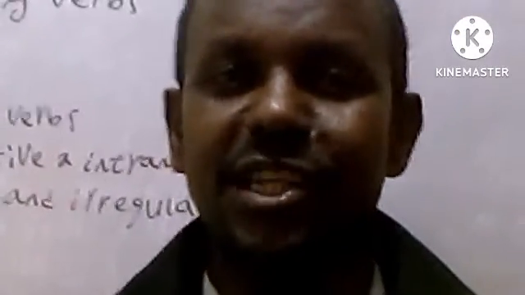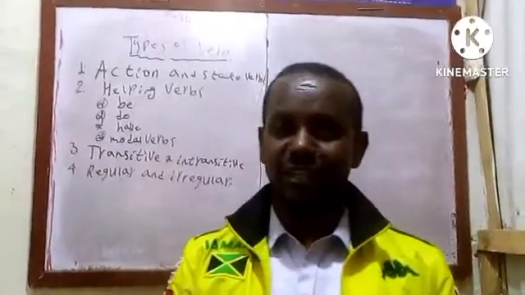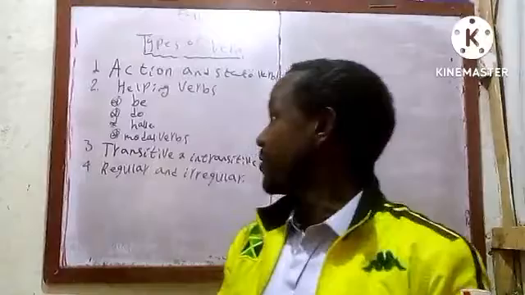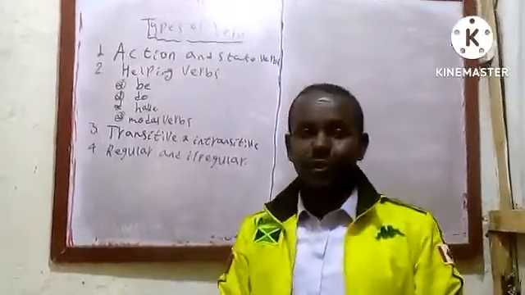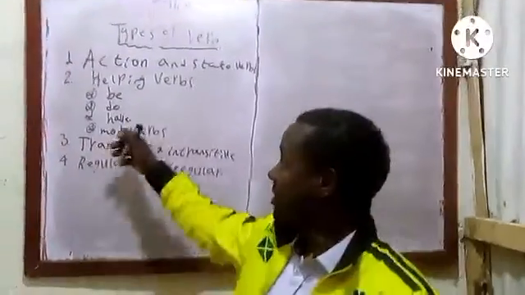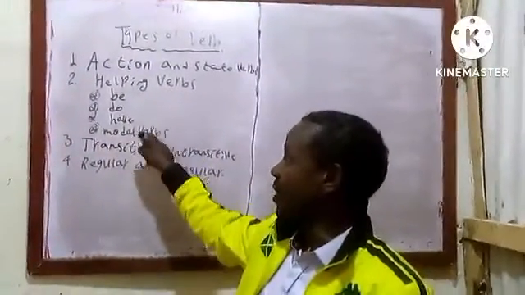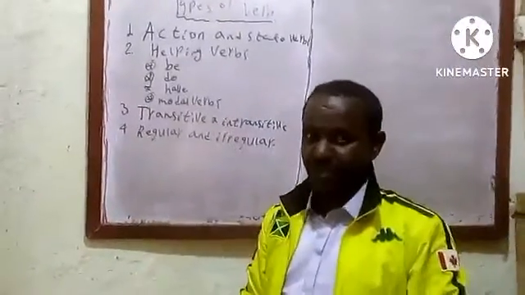Last time we tried to see what helping verb means, and we explained the helping verbs which are basically focused on verb to be and verb to do. Today we are also going to explain helping verbs which are focused on the verb to have and modal auxiliary verbs, right?